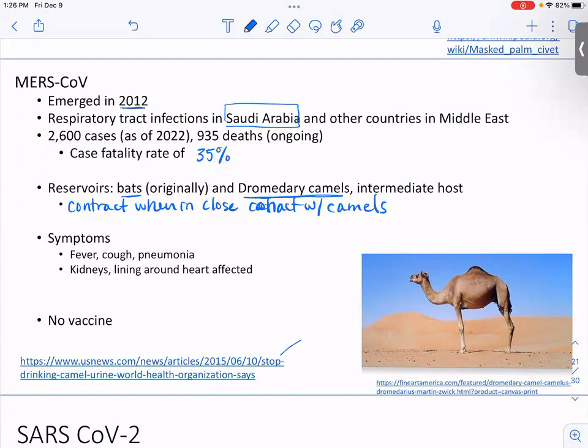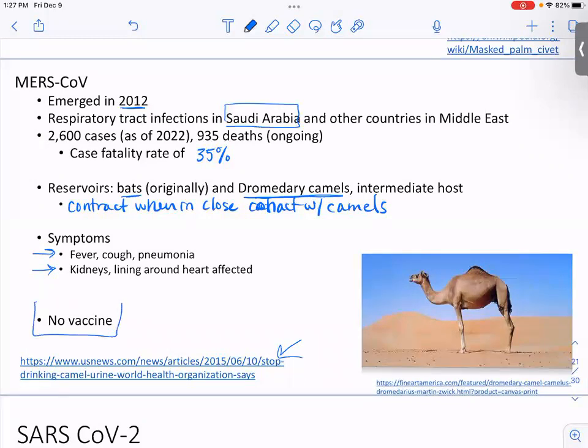There's a little article that talks about that. That is a no-no if you want to stay healthy. So yeah, I don't know. You learn something new every day, right? Same kinds of symptoms. Again, respiratory symptoms, a little kidney involvement, sometimes the pericardium, the lining of the heart, is affected.